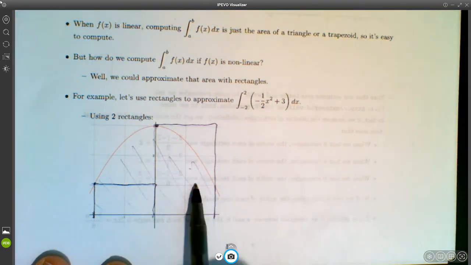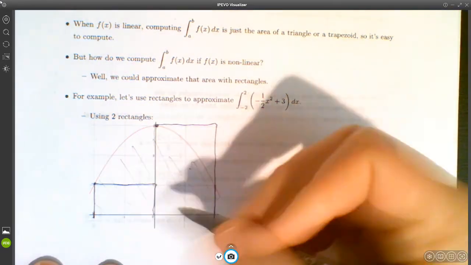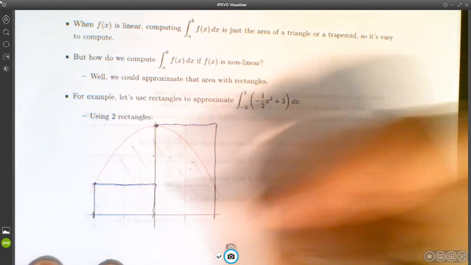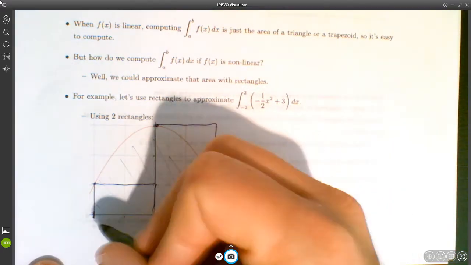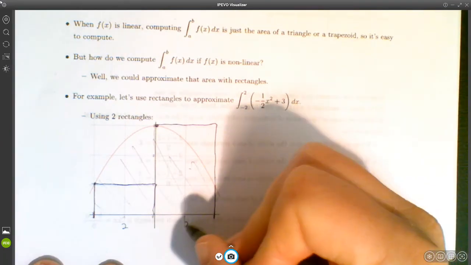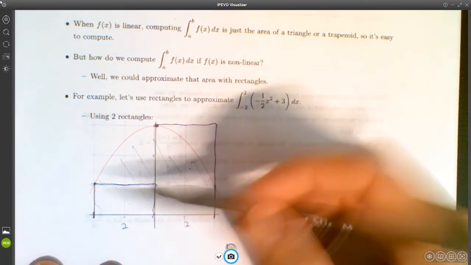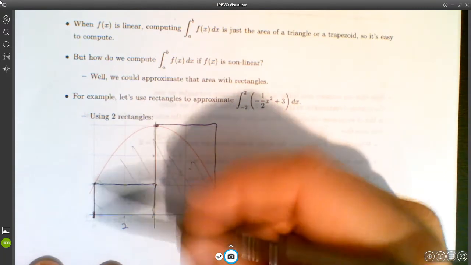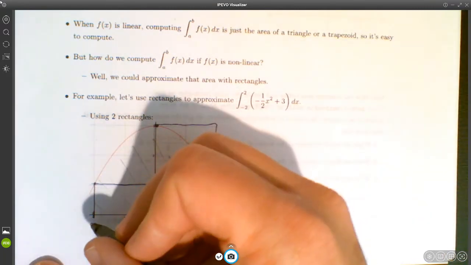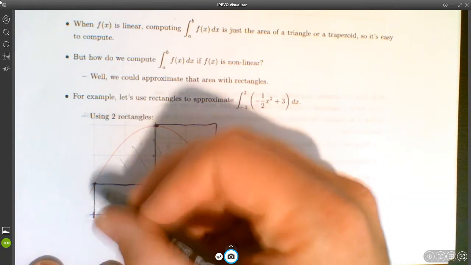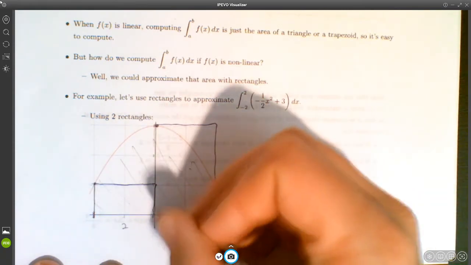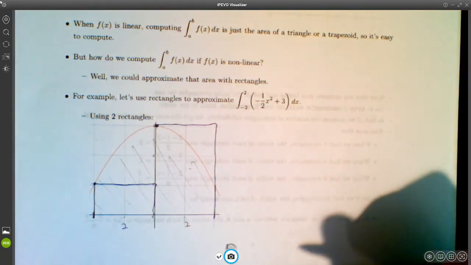Okay, so if I want to approximate the area under the curve now, I need to find the area of these two rectangles. Well, the area of a rectangle is just width times height. What's the width of this rectangle? It's got a width of 2. They've both got width 2. What's the height of the rectangle? Well, the height of the rectangle is the function value at the left endpoint. So in this case, it would be the function value at -2 for the small rectangle, and then the function value at 0 for the big rectangle, right?